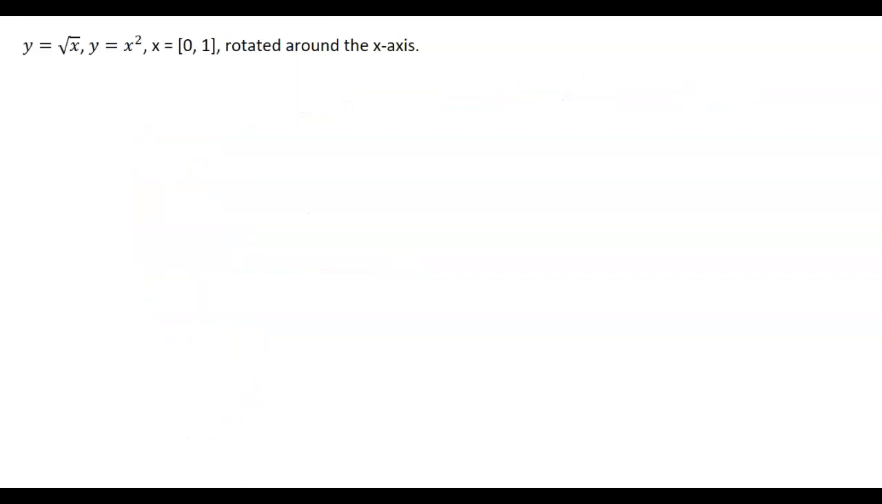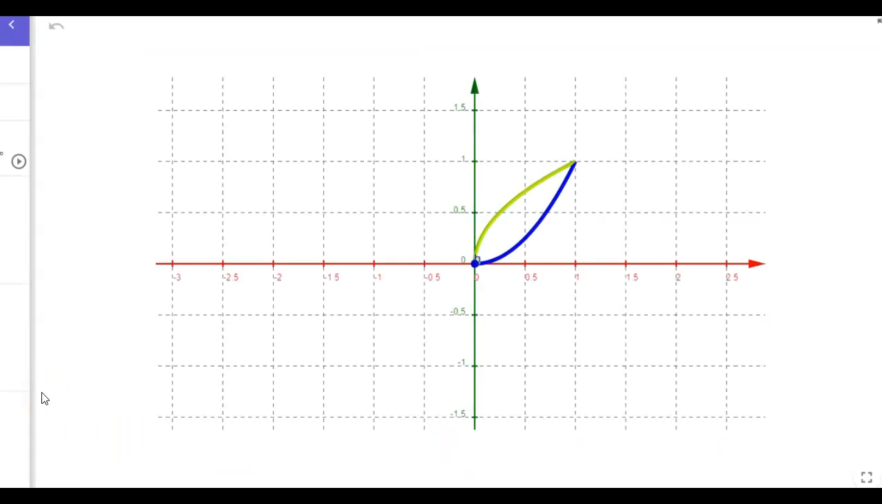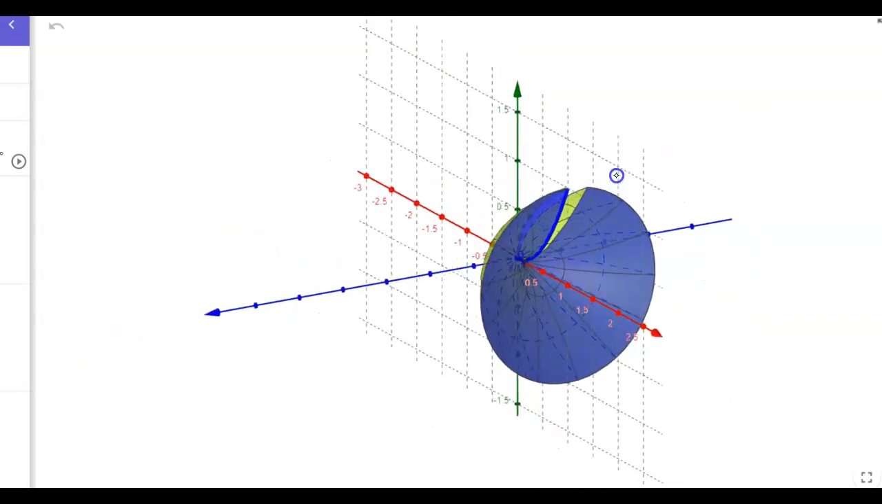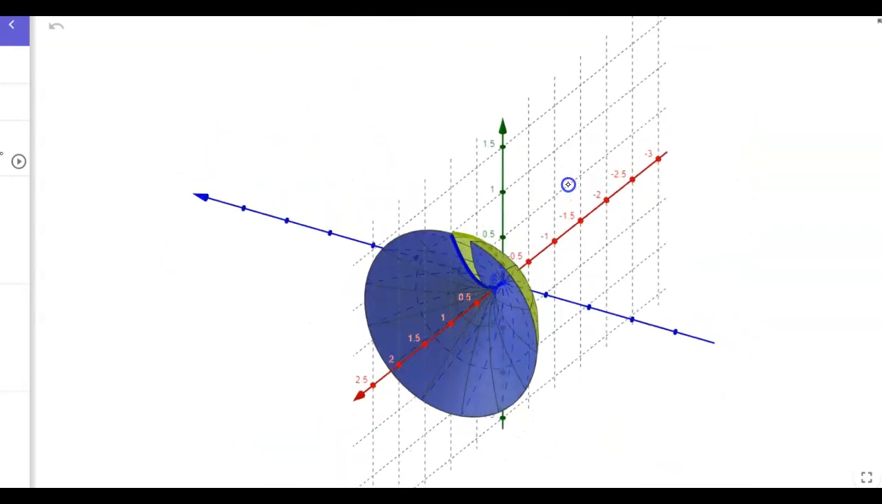Let's say we've got two functions, y equals the square root of x and y equals x squared. We're going to look at them from x equals 0 to 1, and rotate it around the x-axis. Here I've graphed them in GeoGebra. The light green one is the square root of x, and the blue one is x squared. Watch what happens when I rotate these around the x-axis. We get this shape here. You get kind of a horn looking thing, don't you?